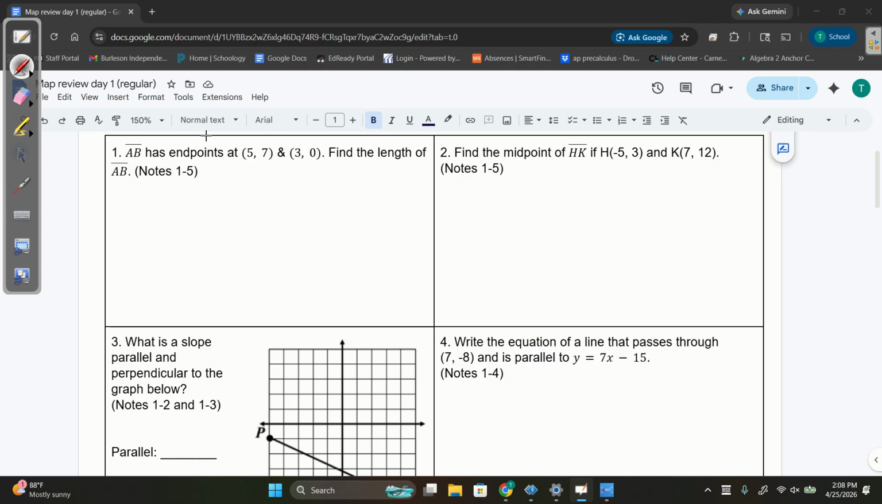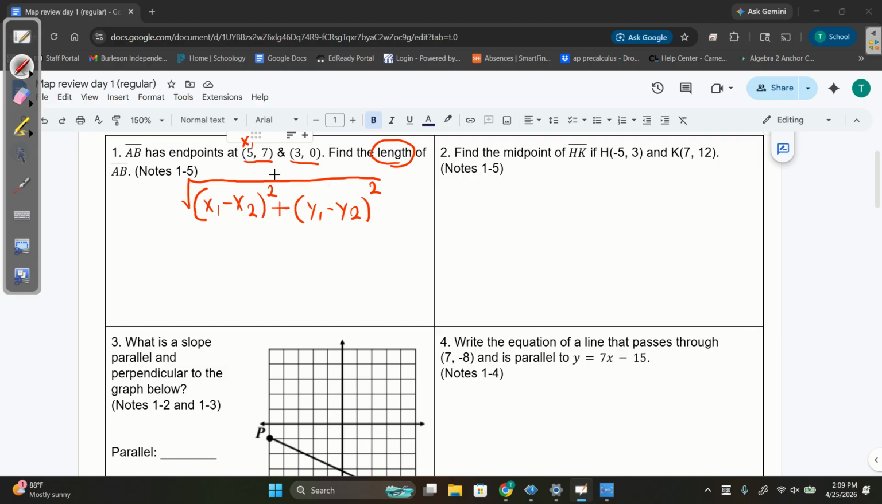Line AB has endpoints at (5, 7) and (3, 0). It wants us to find the length of AB. Now, whenever we see the word length, that tells us we want to use the distance formula. The distance formula is the square root of (x1 minus x2) squared plus (y1 minus y2) squared, with x1 and y1, x2 and y2 being found within these coordinate points.